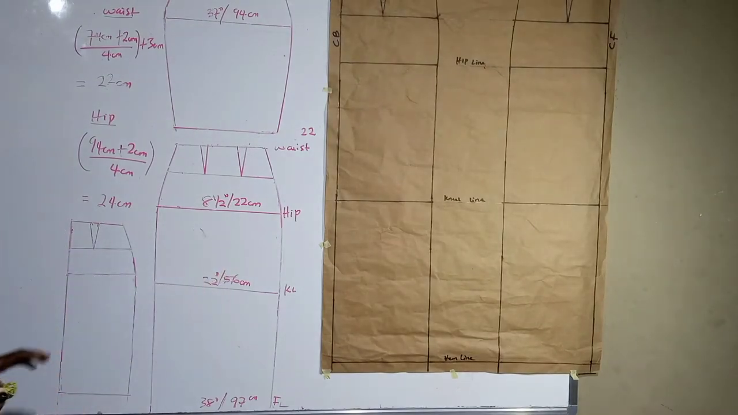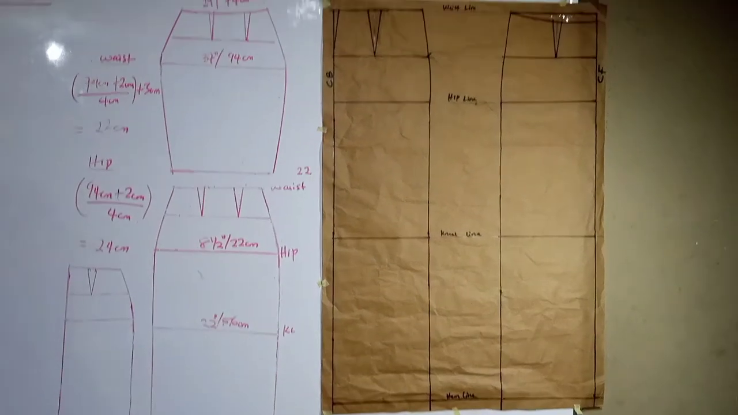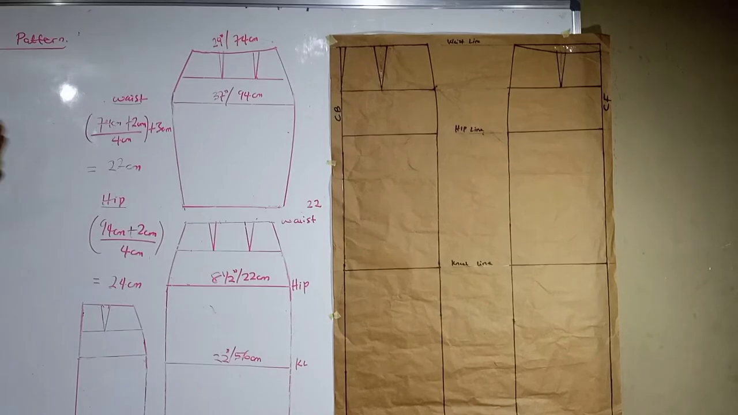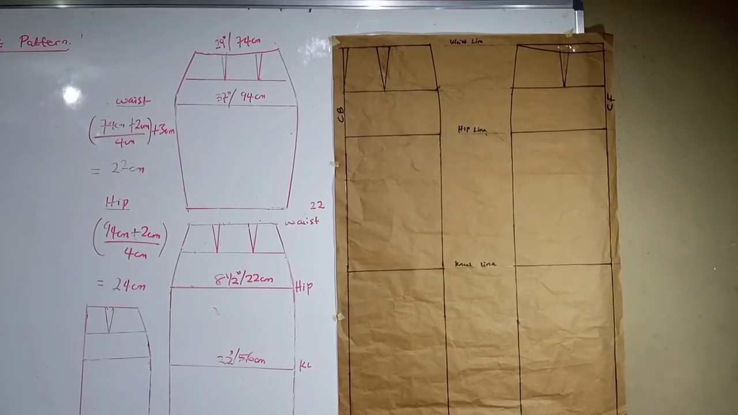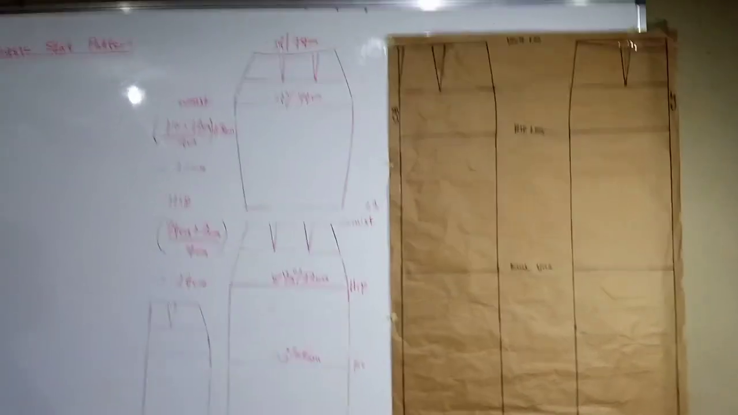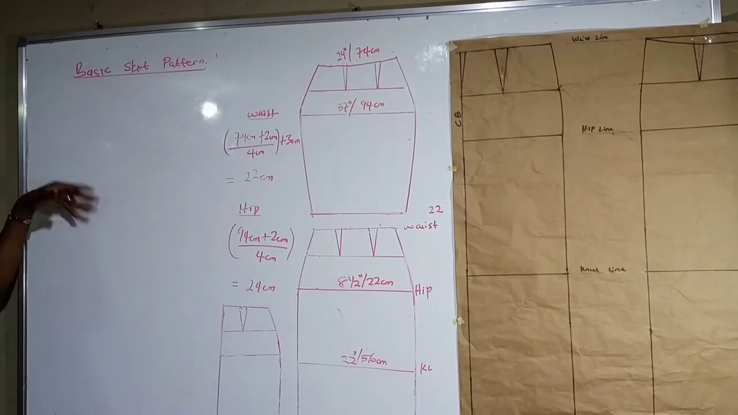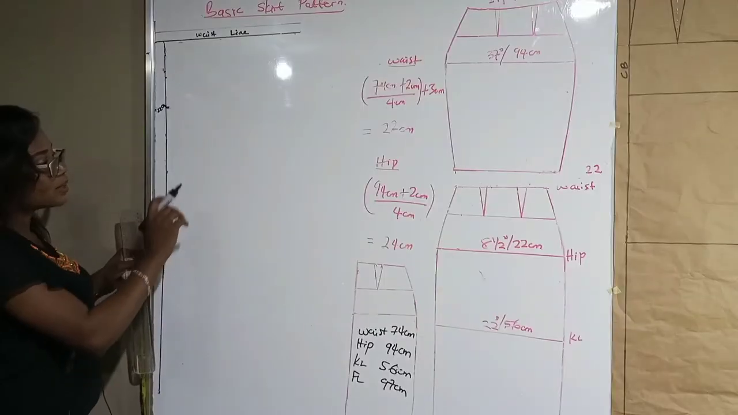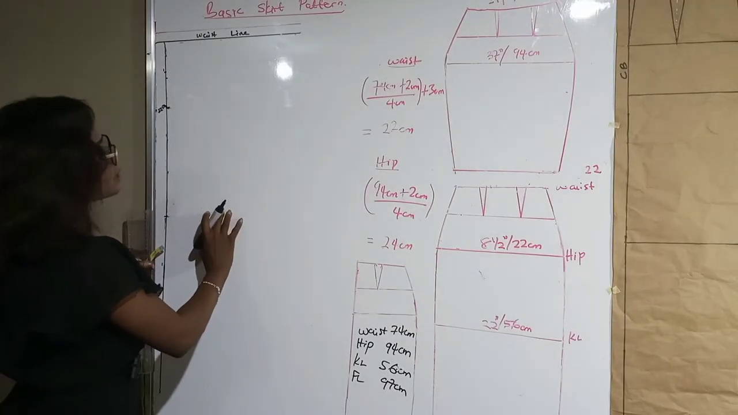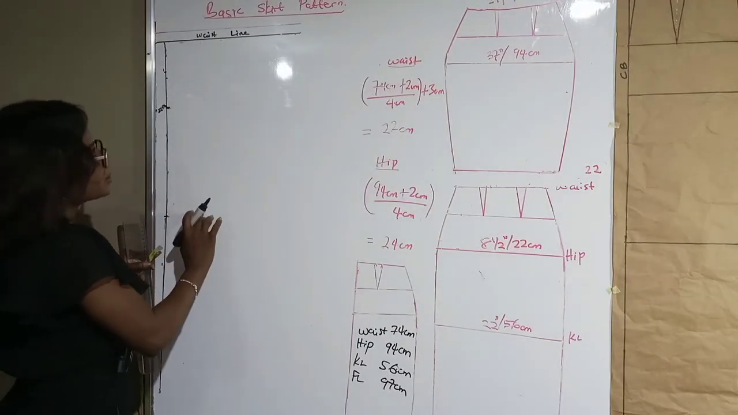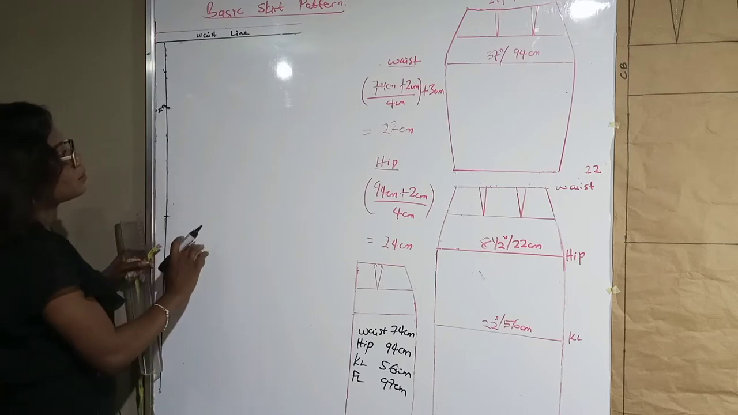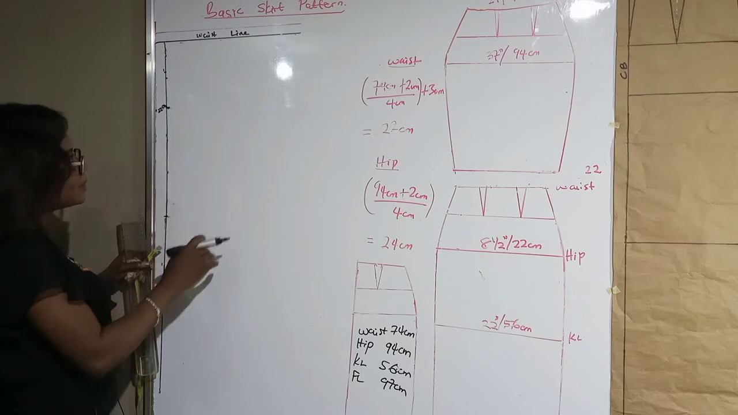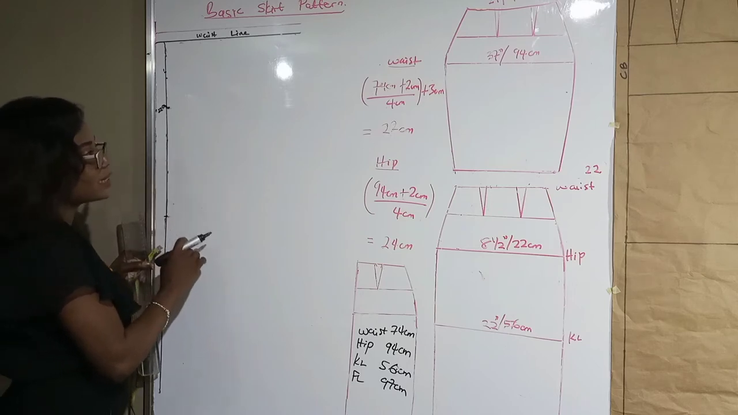Now, I want to do a further demonstration of how to use the measurements again, so that you can watch it practically and also get a brown paper and try out your own. To draft the basic skirt pattern practically, please practice along as you watch. Just take a brown paper, settle down at the table, and repeat exactly the same. You will understand it more.